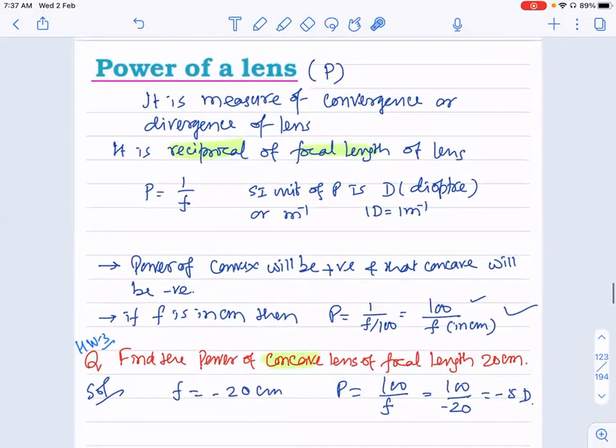Then power of the lens is measure of its convergence or divergence. कितना converge कर सकते हैं या कितना diverge कर सकते हैं. It is reciprocal of focal length. Focal length का reciprocal है. More the focal length, less will be the power. Less the focal length, more will be the power. SI unit of power is diopter, or it can be per meter also from the formula. 1 diopter will be equal to 1 meter inverse.